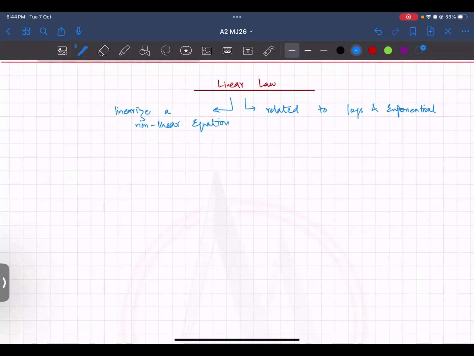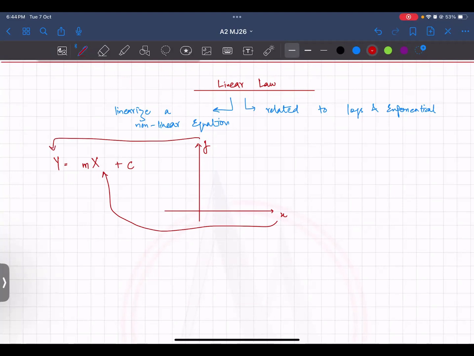We know a straight line has an equation y equals mx plus c, right? On your horizontal axis you have x, and your vertical axis is your y. The values on the x-axis are placed in the place of x, and the values on the y-axis represent these y values. When you sketch this, you always get a straight line, and a straight line will always have y equals mx plus c as the general equation.